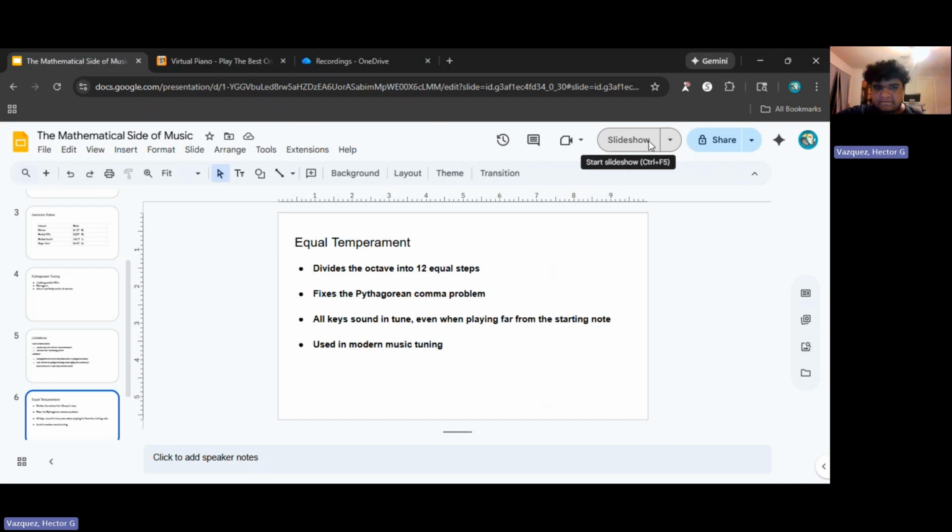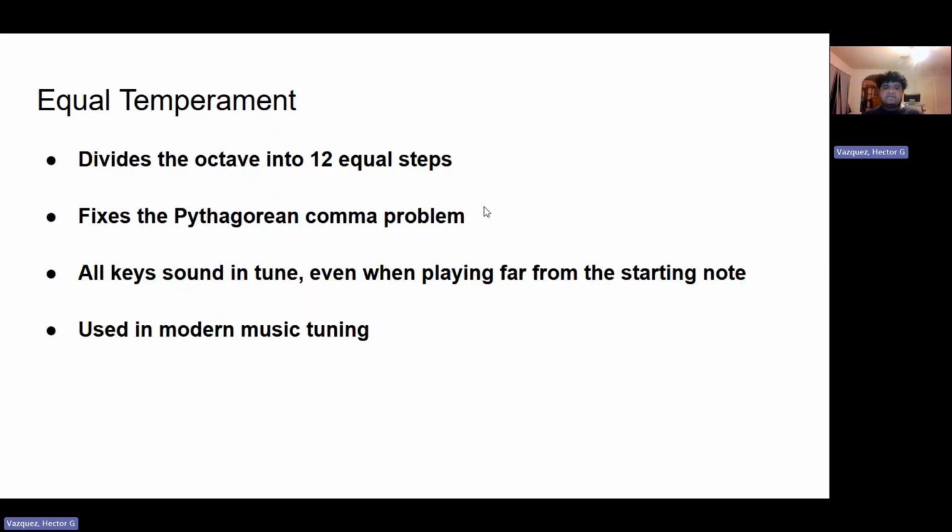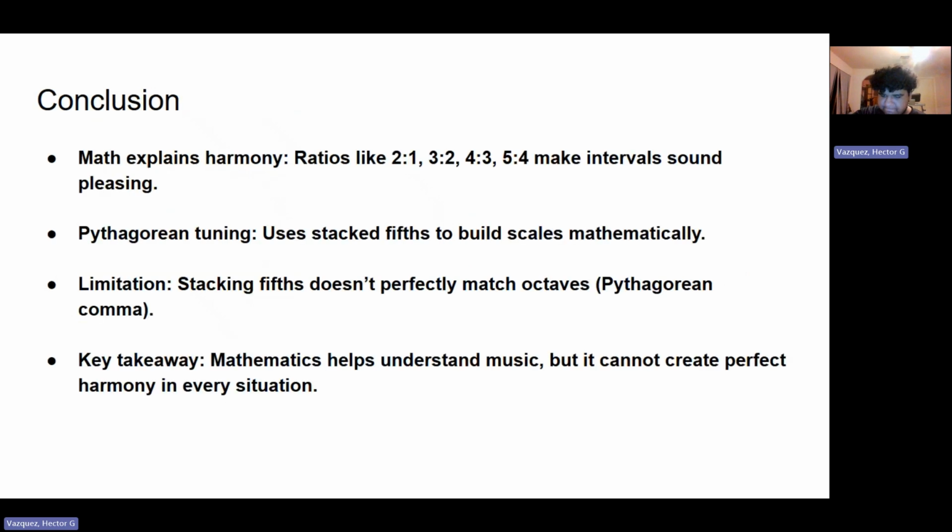By adjusting intervals like this, equal temperament allows instruments like pianos and guitars to play in all keys without any notes sounding out of tune. This shows how mathematics is used not just to understand music, but also to solve practical tuning problems in modern music.